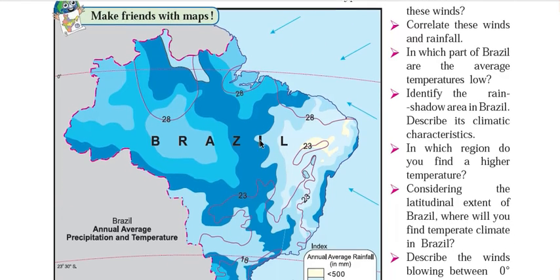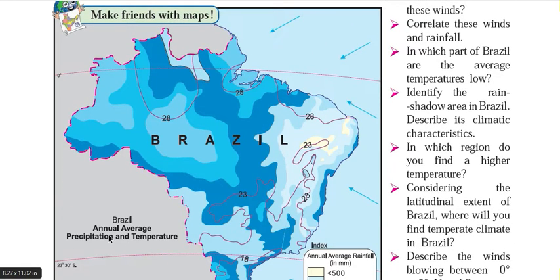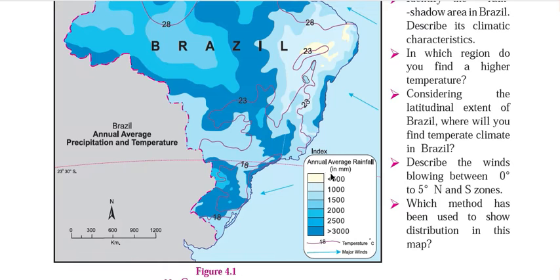This map represents the annual average precipitation and temperature of Brazil. You can see over here, this legend shows the annual average rainfall in mm. The white color shows the rainfall less than 500 mm, and the dark green shows the rainfall which is greater than 3000 mm. This red line represents the temperature, and these arrows with their heads show the major wind directions. So all these things you have to remember.